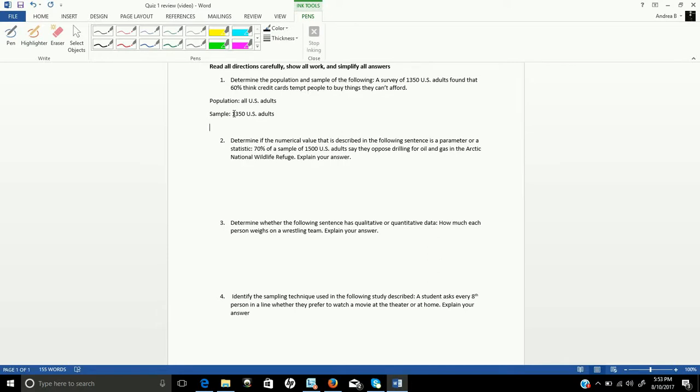So remember, the population is the whole, the sample is the portion that's either being surveyed or being collected data from. For number 2 here, we're trying to determine if the numerical value that's described is a parameter or a statistic. Remember, a parameter is coming from a population and a statistic is coming from a sample instead. So here it says 70% of a sample of 1,500 US adults said, and then the rest of it. Since it says it's collected from a sample and not from all US adults, that would mean that you're dealing with a statistic since it's from a sample.